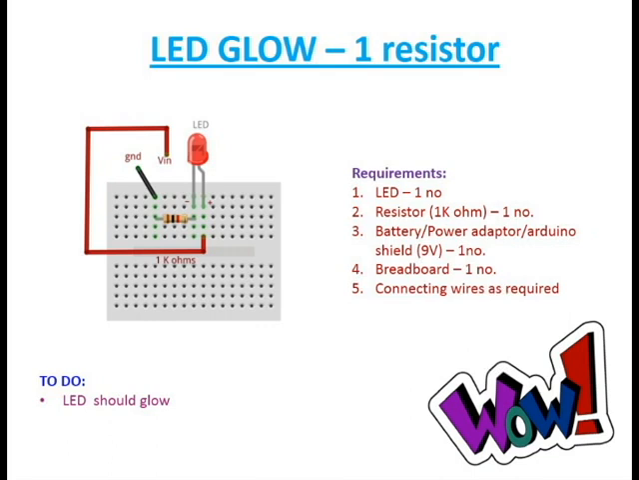After they connect, the secondary volunteer needs to check how they have connected, then give power source. LED glow with 1 resistor. To do: LED should glow.